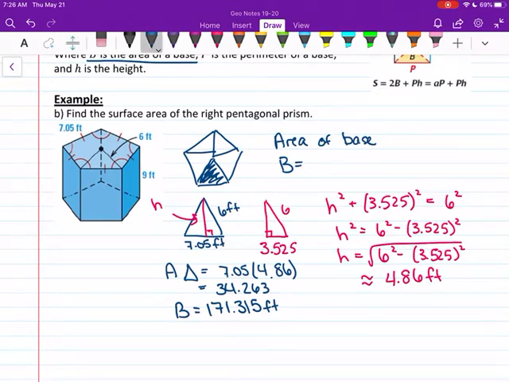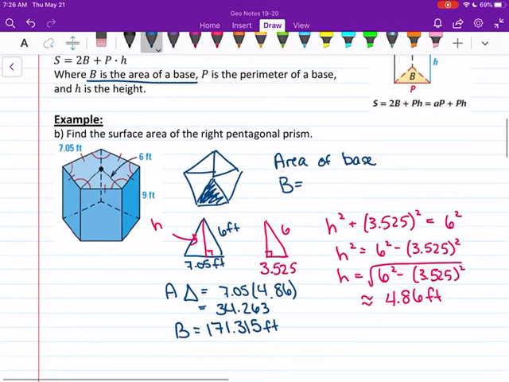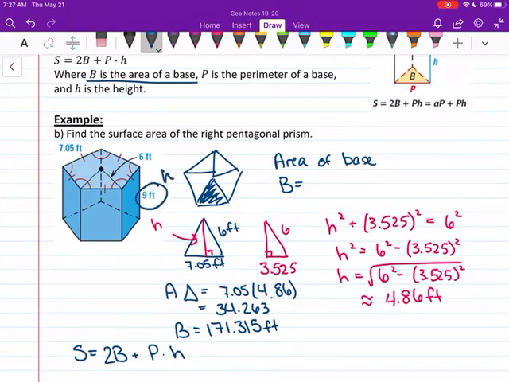Okay, so my base, got it. Let's write down our formula again. My formula for the surface area equals 2 times the area of the base, which we just got, plus the perimeter of the bottom times the height. My height is 9, so that's my h, so I'll be able to plug that in here.